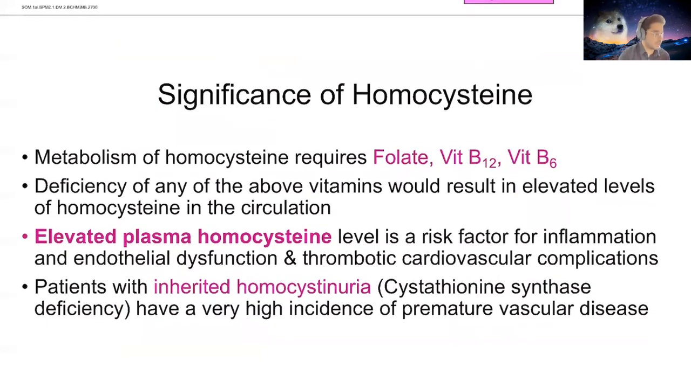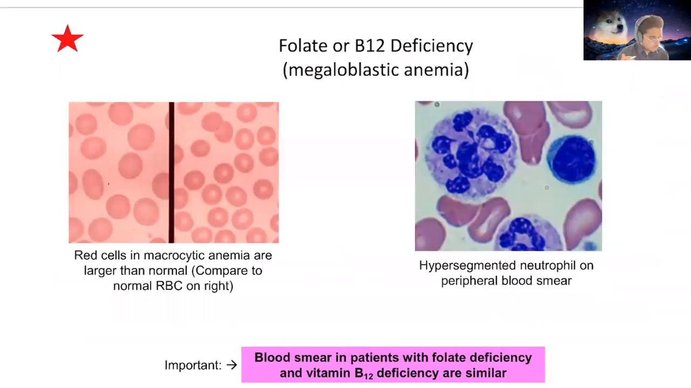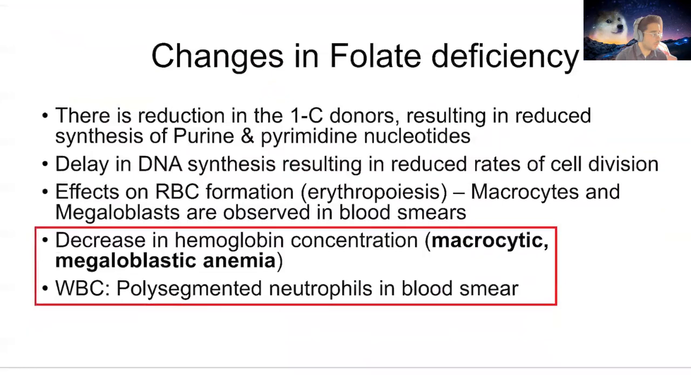Okay. Significance, metabolism of homocysteine requires folate, vitamin B12, cobalamin, and vitamin B6. Okay. Folate deficiency, I'm going to keep it very simple with you guys. Whenever you think of folate or B12 deficiency, it's megaloblastic anemia, and there's a nice table because B12 is a big number, megaloblastic, right? 12 is a bigger number than 6. B6 is going to typically present with microcytic anemia.